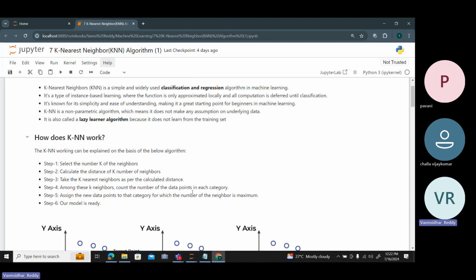Don't select even, only select the odd numbers. First step is to select the number of K values. Second step is to calculate the distance between the K number of values, how many values we have taken, and the new data point. Calculate the distance.